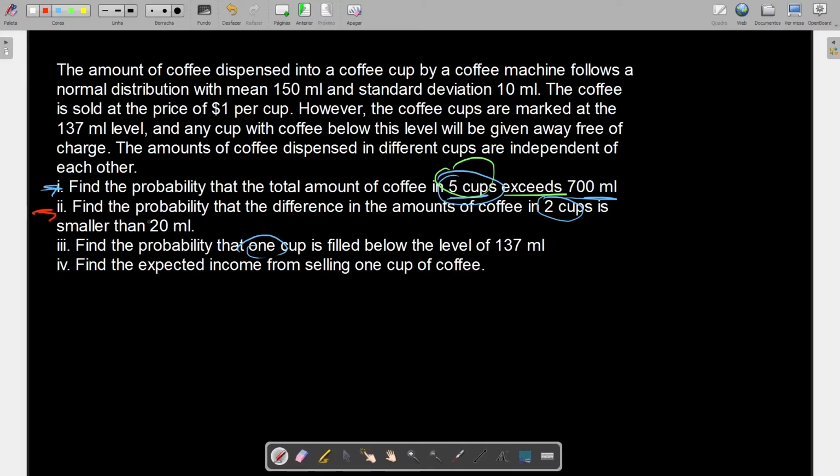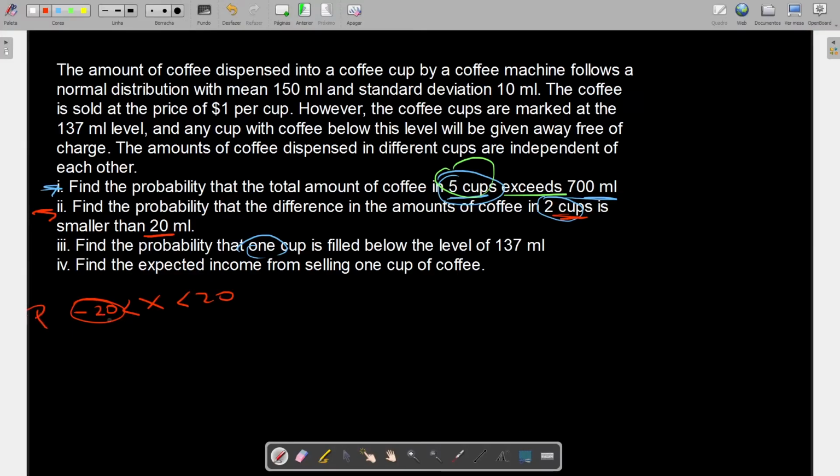For the second one, pay attention to this one, because this is kind of a trick question. You are asked to find the probability that the difference in amounts of coffee in 2 cups, remember the multiplier, is smaller than 20 milliliters. So essentially what they are saying here is that X is between minus 20 and 20. Notice that you're not standardizing anything here. You are already being told that the difference is between minus 20 and 20.